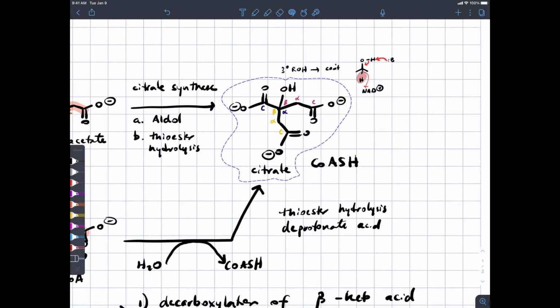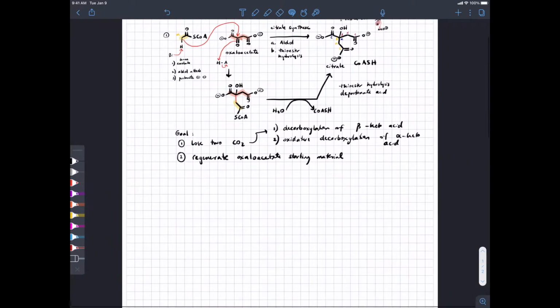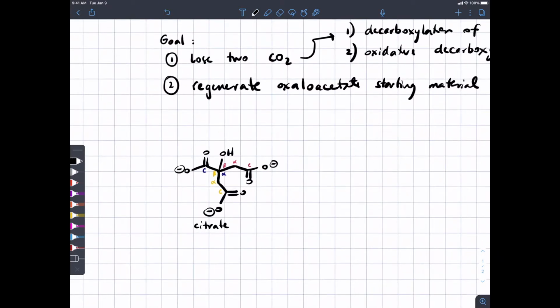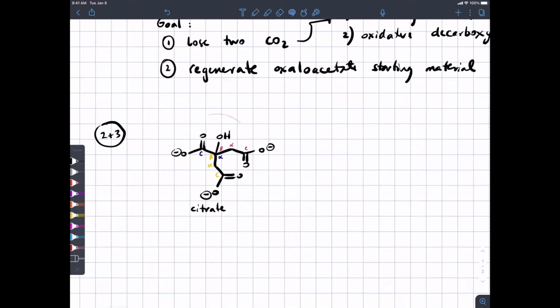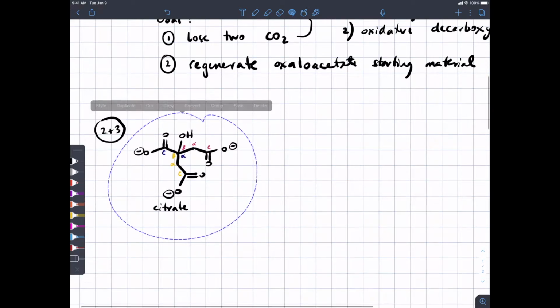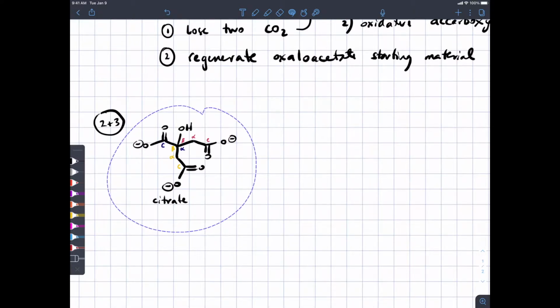So the next reaction is to take, and sometimes I think people show these reactions together. So sometimes they may skip. I'm going to show you an intermediate that has a name. They may skip that and just go directly from citrate to the final product. What we're going to do is E1CB style dehydration.